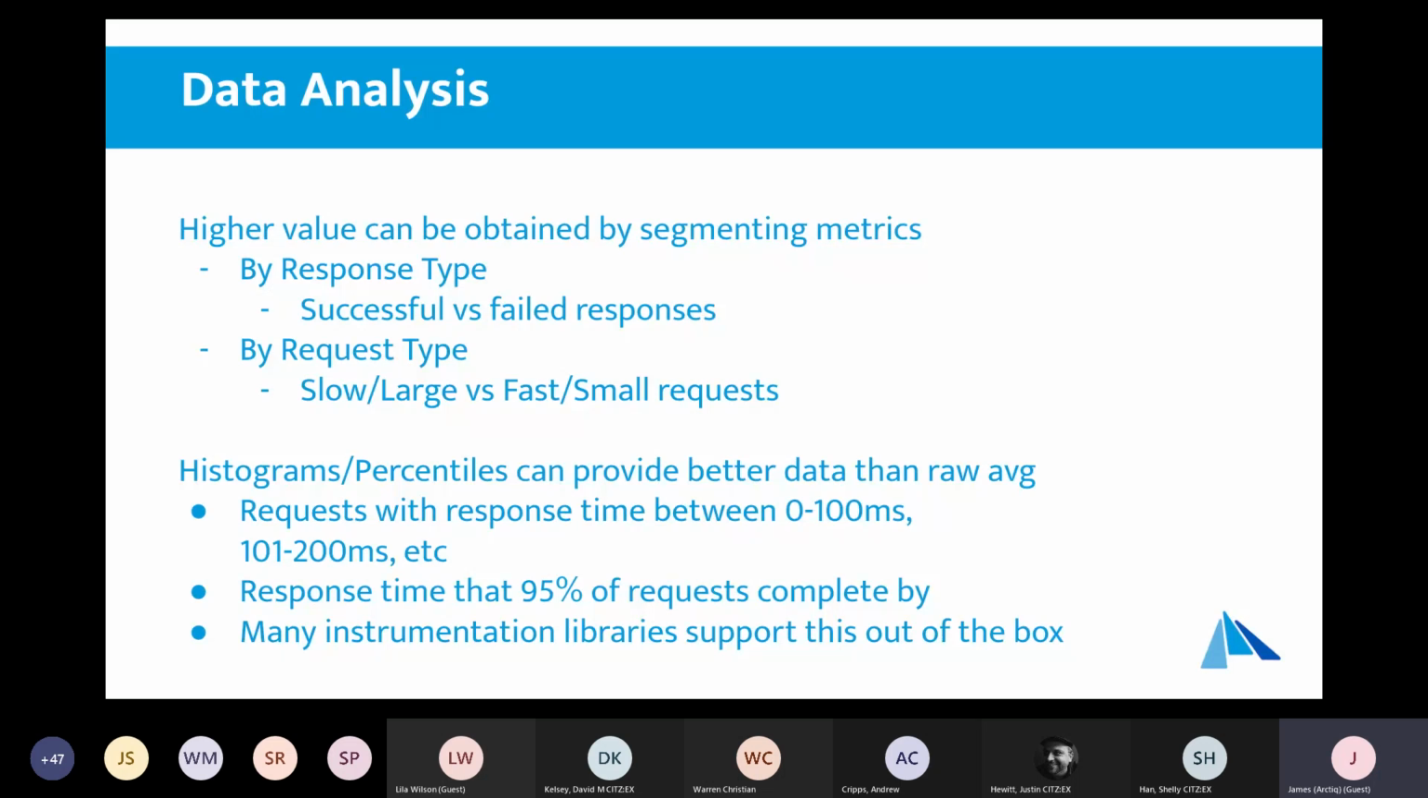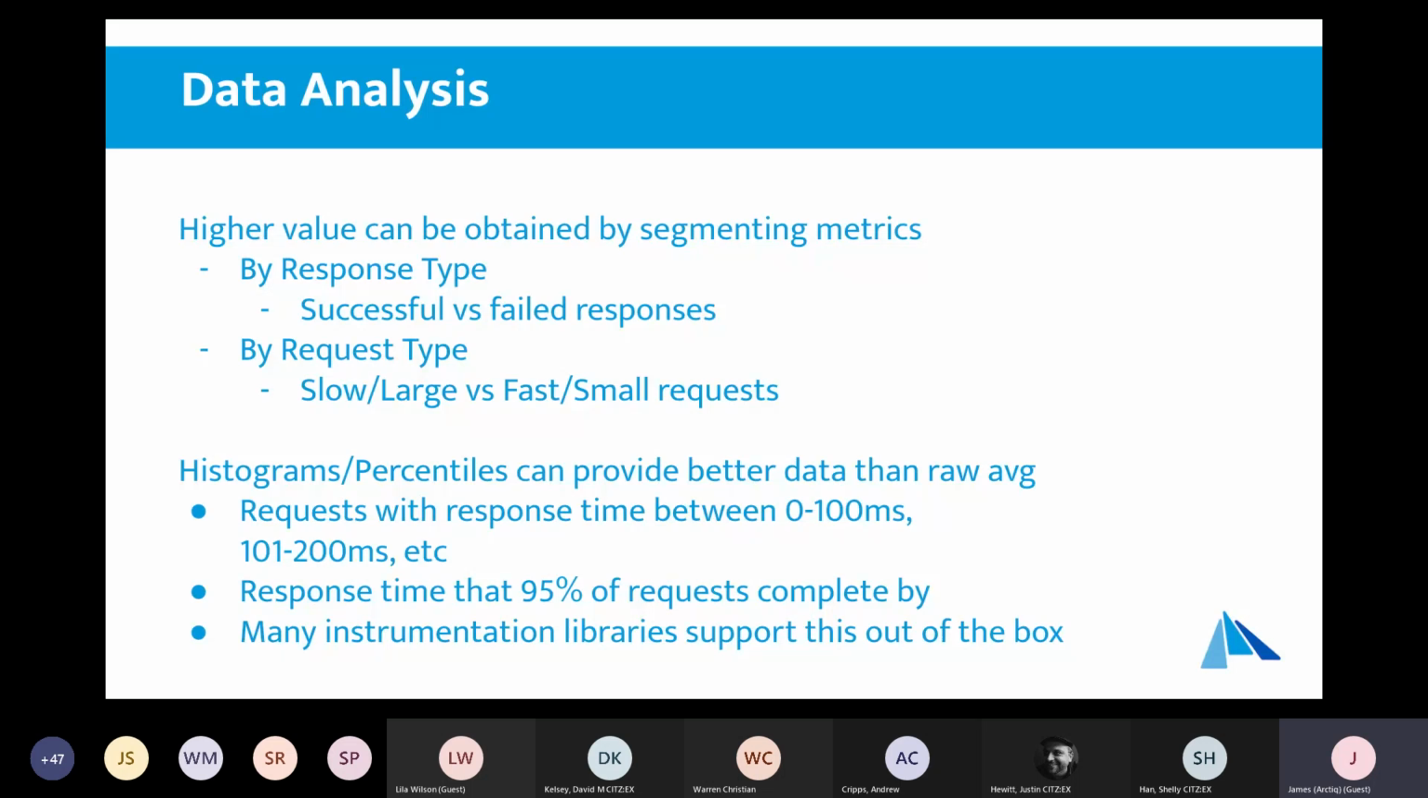To get more value out of the raw monitoring data you're collecting, you can use segmentation of the data. So rather than just the average response time of all my requests, I might segment that data to say, what's the response time for successful requests versus failed requests? Or I might say, I have different request types. Some are small and really fast, and some are big and really slow. I'm going to separate my monitoring data out by that. And that's one easy way to get more value out of the same set of metrics.